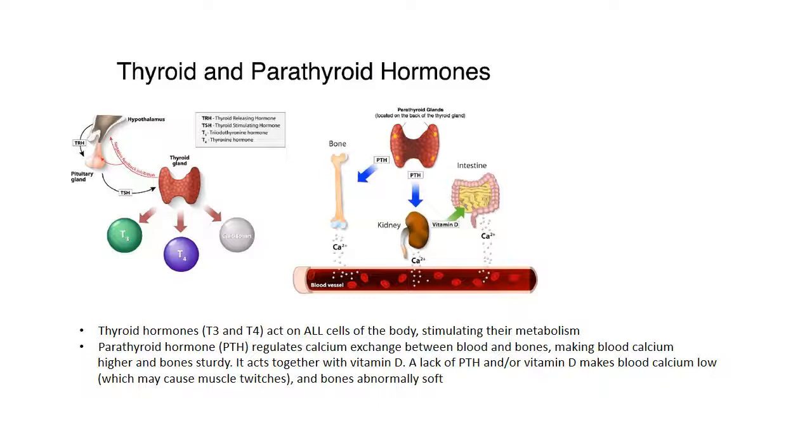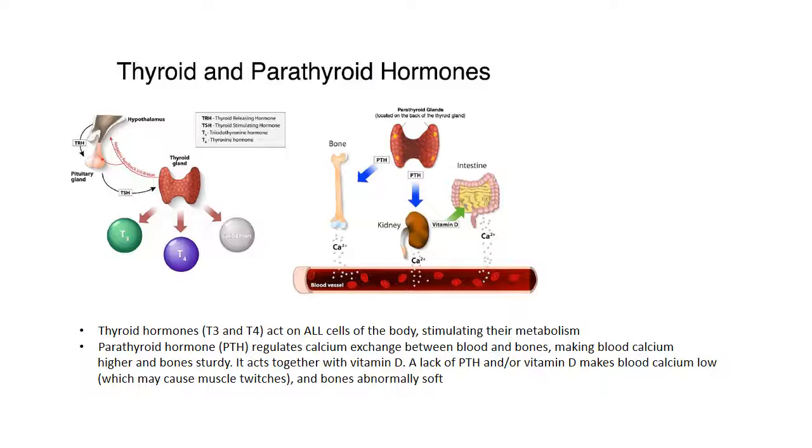And the response of the bone to this release of calcium is making more calcium in the form of inorganic, insoluble calcium salts. Right? So parathyroid hormone, we say, mineralizes bones, makes them sturdy. Bones are sturdy because there are insoluble calcium salts in them. In the case of the lack of parathyroid hormone, blood calcium is low, and bones are abnormally soft.